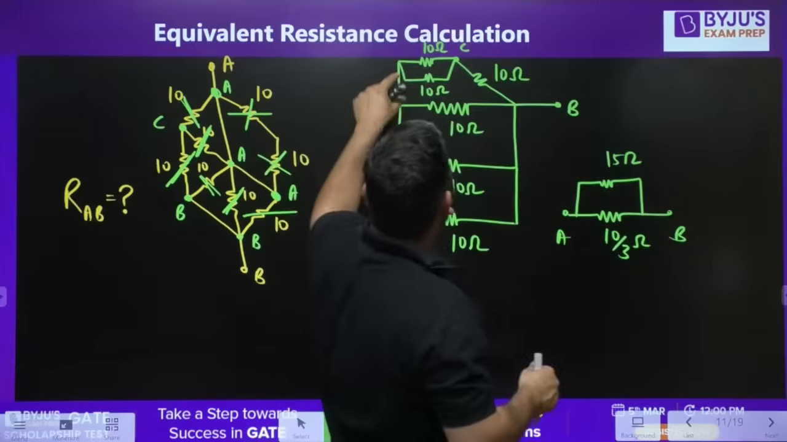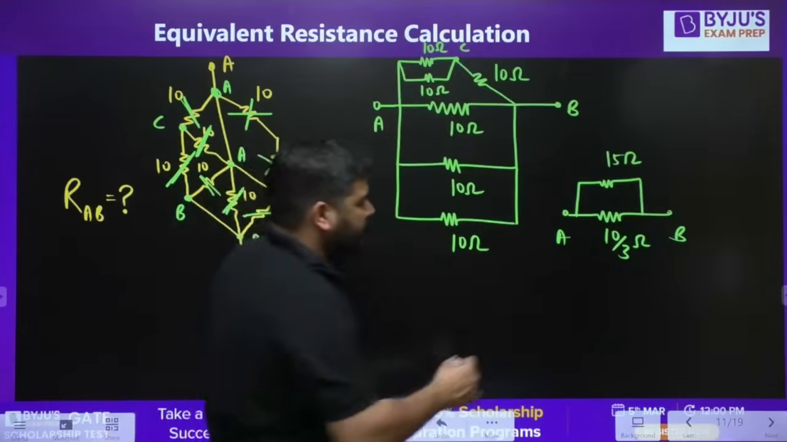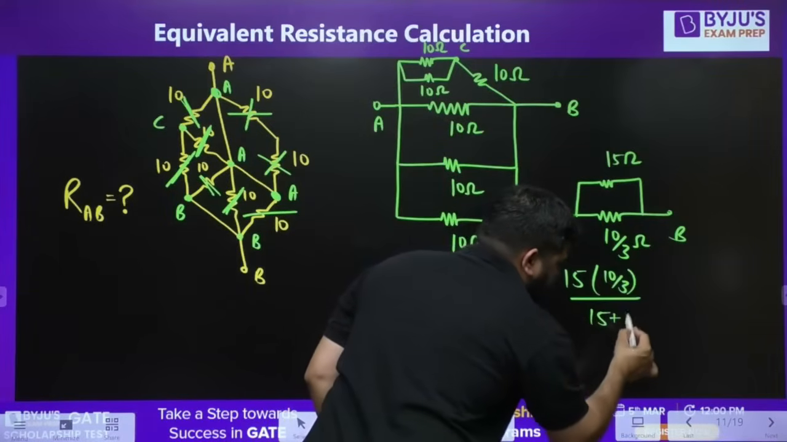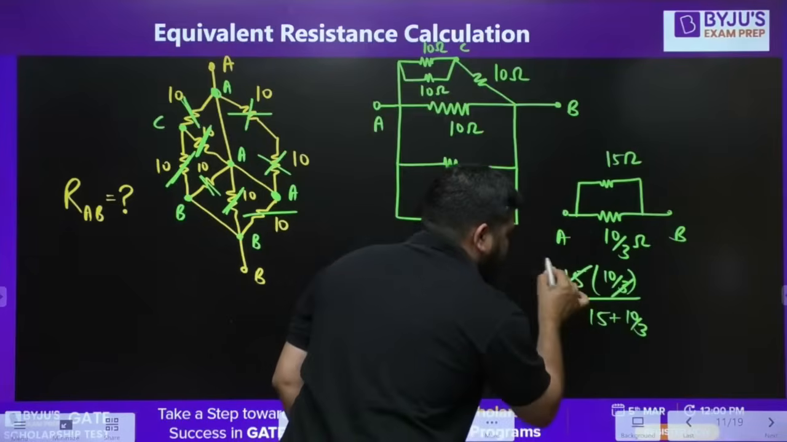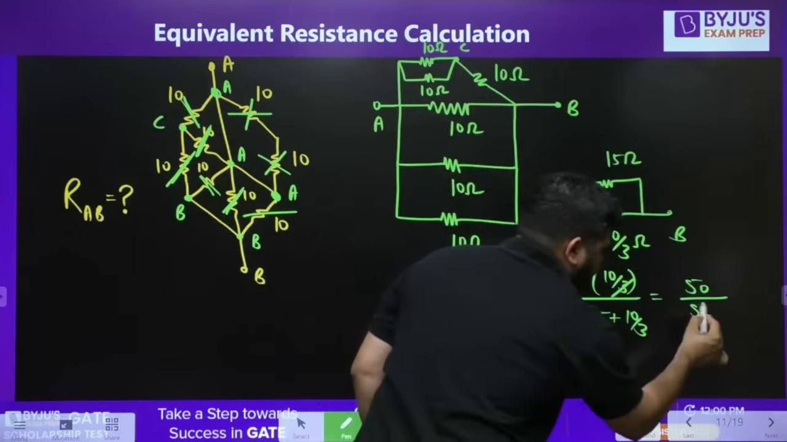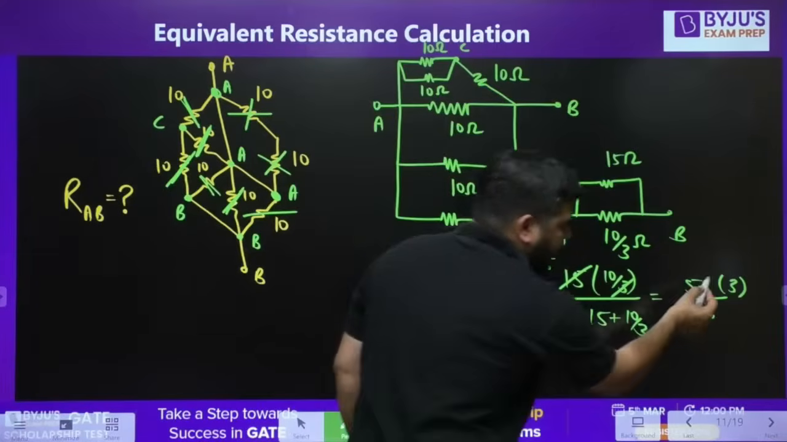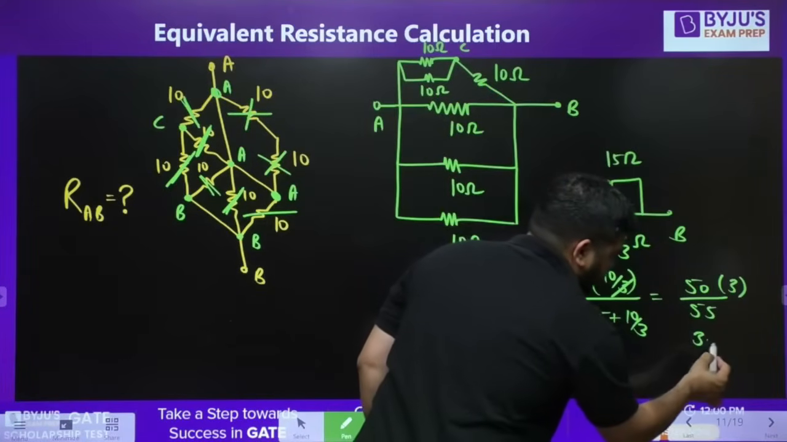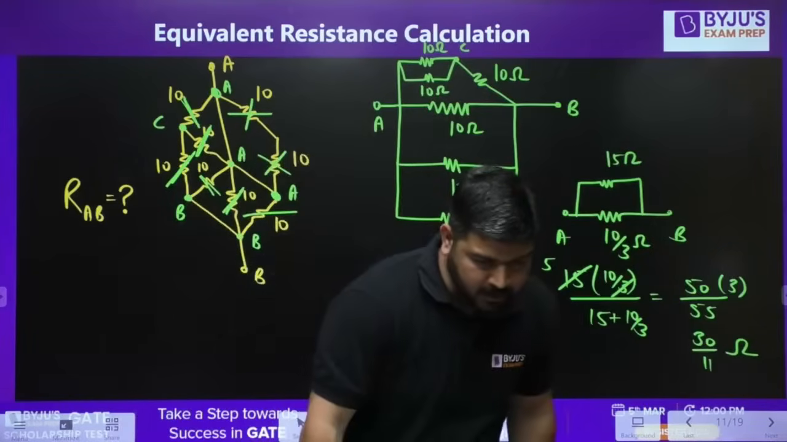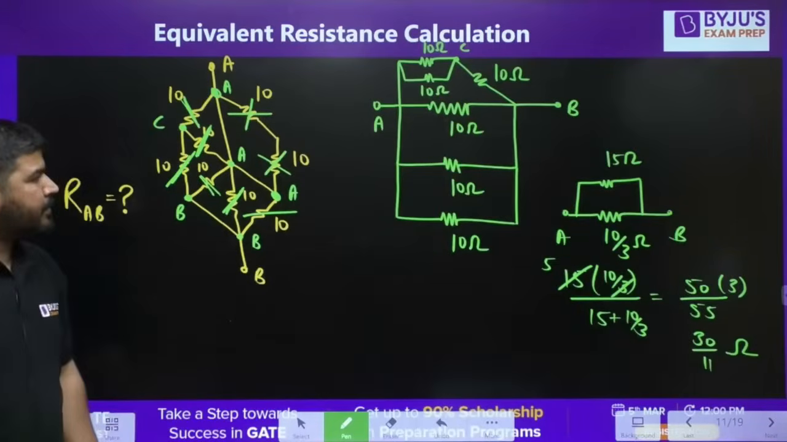Now we have this 15 in parallel with 10 by 3. We need to calculate the equivalent. So 15 into 10 by 3 divided by 15 plus 10 by 3. You can cancel this. It will be 50 divided by 55 into 3. I hope it is clear. You can cancel with 5, so it will be 30 divided by 11 ohm. Is it clear, guys? I think it's easy peasy.